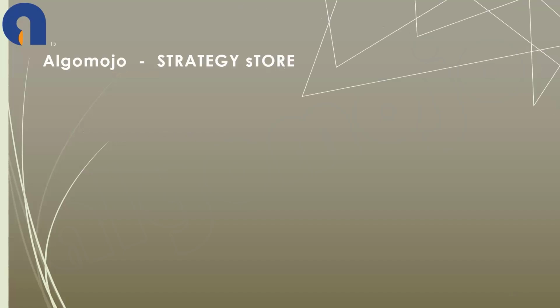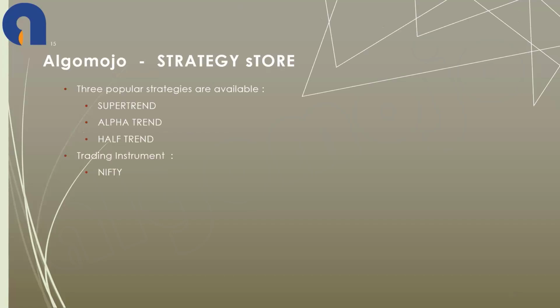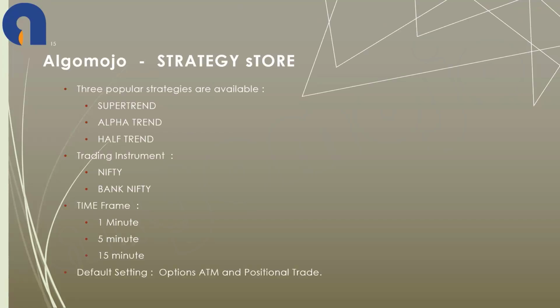Otherwise, we have launched something called Strategy Store, which has three popular strategies available. One is Super Trend, the other one is Alpha Trend, and Half Trend. You can trade any of these strategies for Nifty and Bank Nifty, and the time frame is normally 1 minute, 5 minutes, and 15 minutes. It's a personal trade that you can do, and it is for ATM as such. I'll show you how to access that. You can try it out. Of course, I suggest you always try the paper trade. Once you're convinced that this is meeting the requirement, then you can shift to live trades.